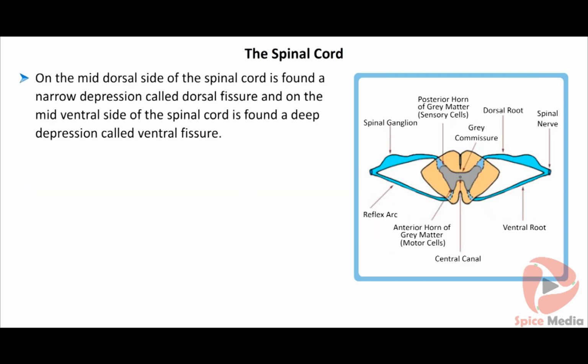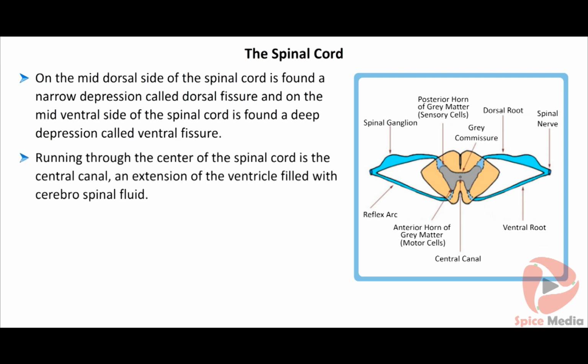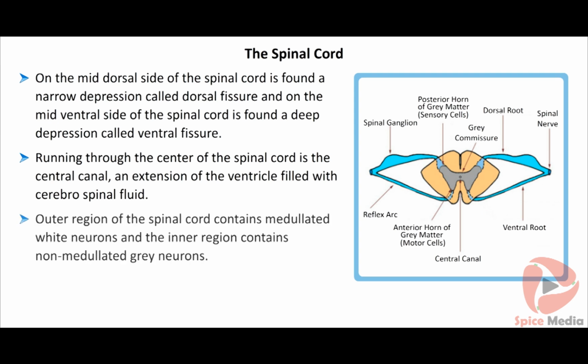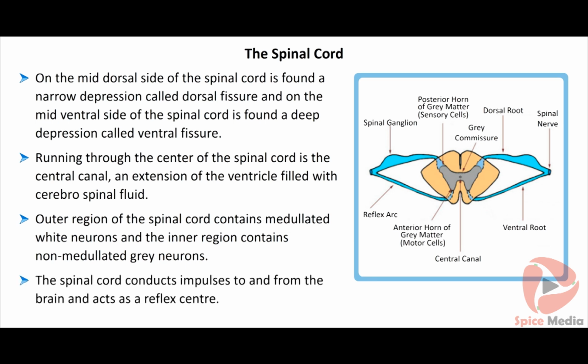On the mid-dorsal side of the spinal cord is found a narrow depression called dorsal fissure, and on the mid-ventral side of the spinal cord is found a deep depression called ventral fissure. Running through the center of the spinal cord is the central canal, an extension of the ventricle filled with cerebrospinal fluid. Outer region of the spinal cord contains medullated white neurons and the inner region contains non-medullated gray neurons. The spinal cord conducts impulses to and from the brain and acts as a reflex center.